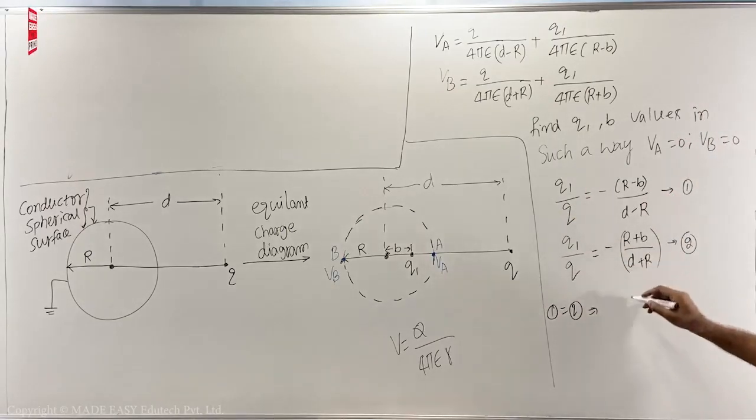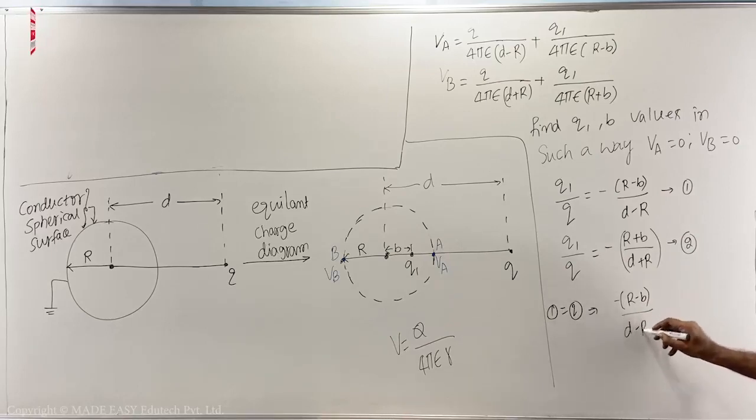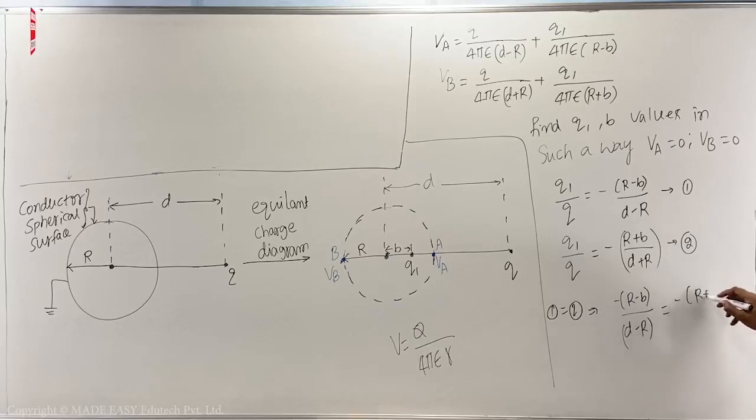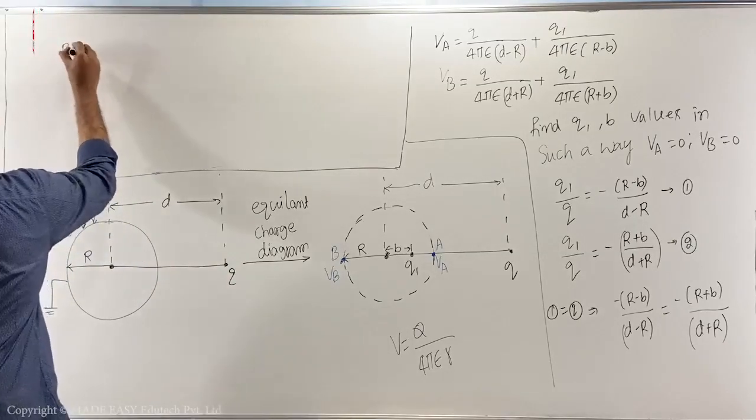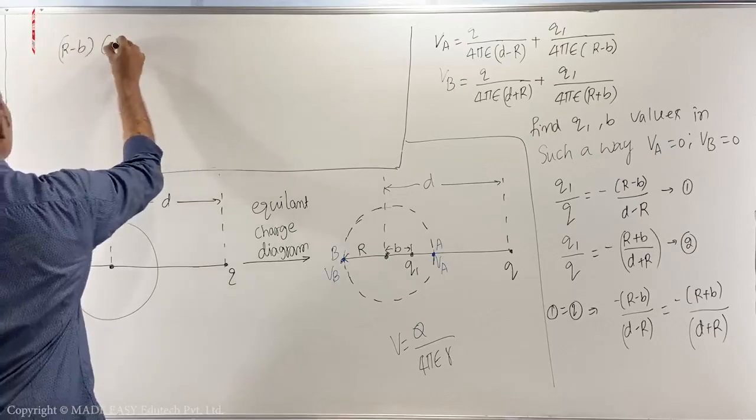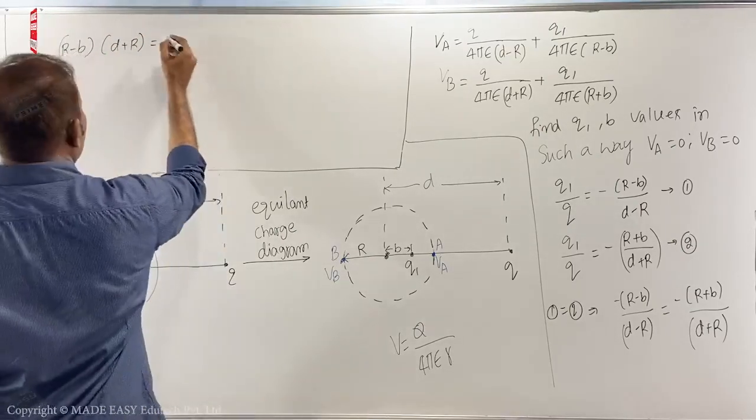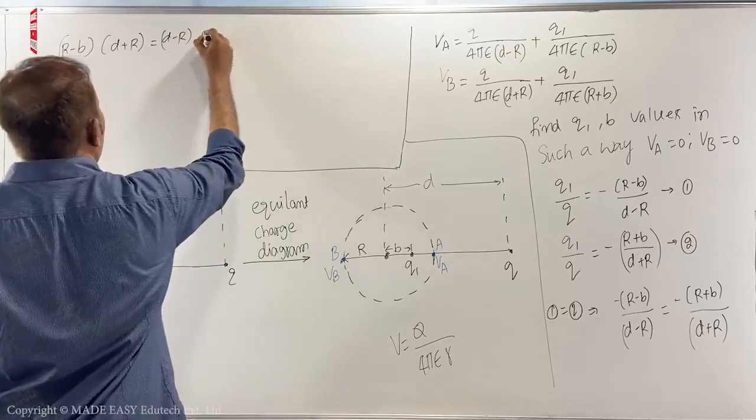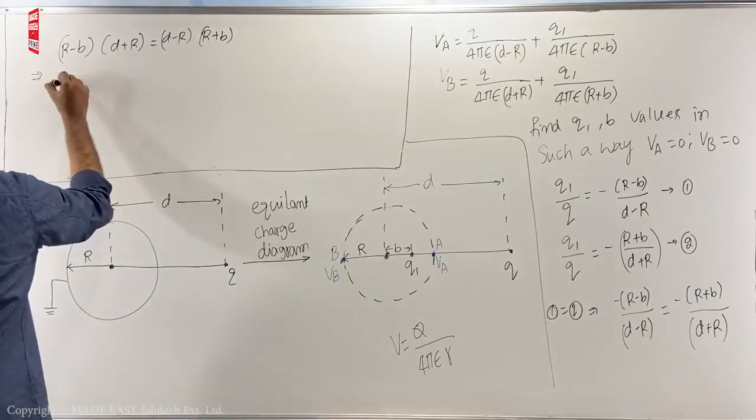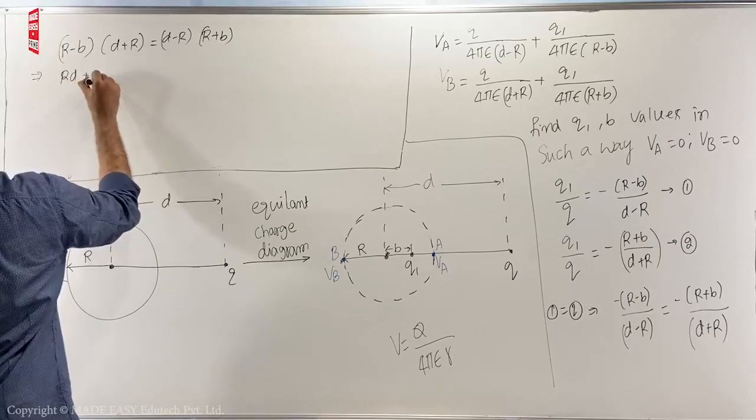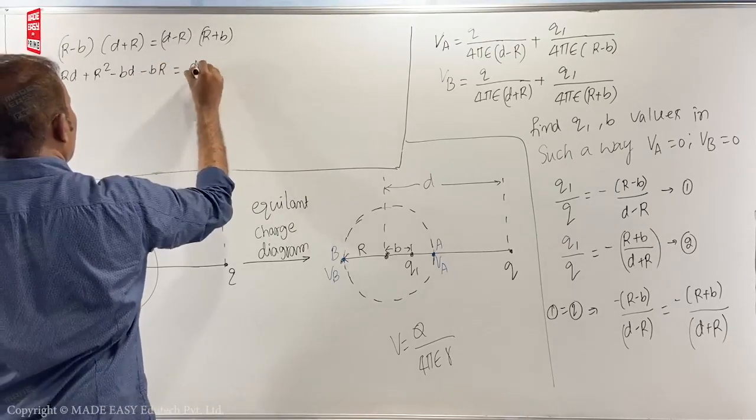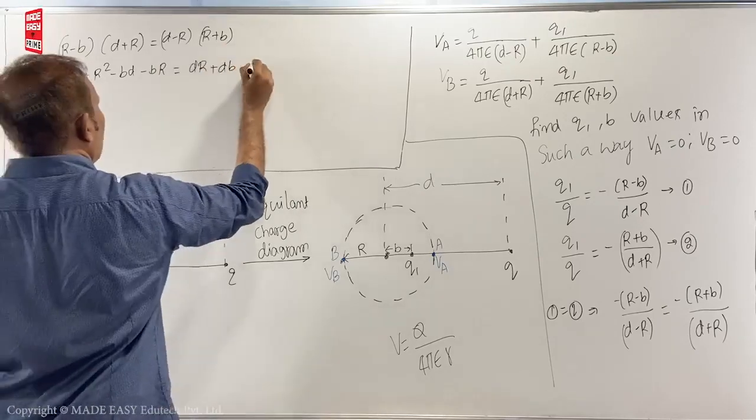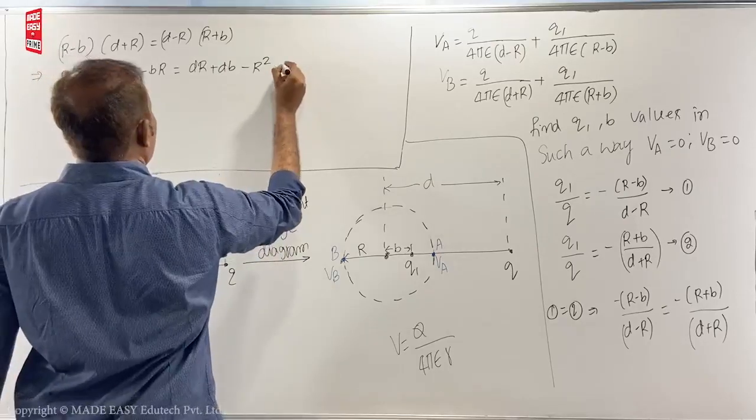That implies minus of R minus B divided by D minus R is equal to minus of R plus B divided by D plus R. Now you cross multiply them so that you get R minus B into D plus R is equal to D minus R into R plus B. So this is equal to R into D plus R square minus B into D minus B into R, equals DR plus DB minus R square minus R into B.